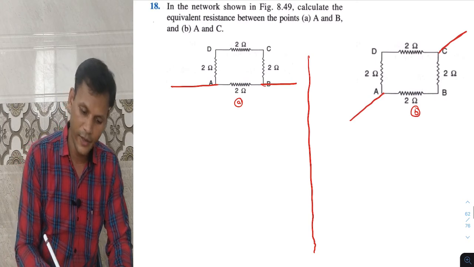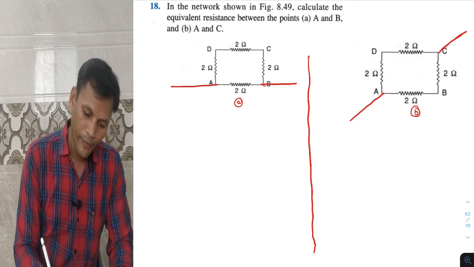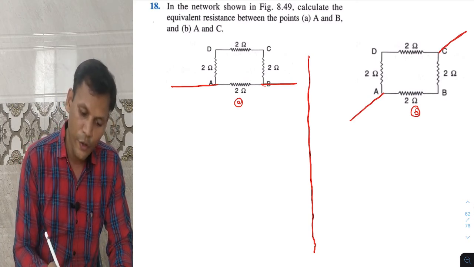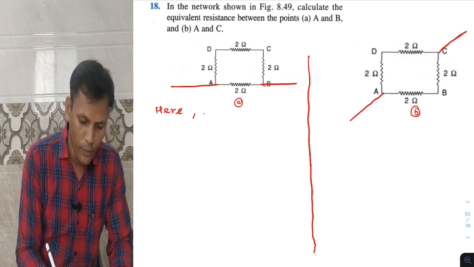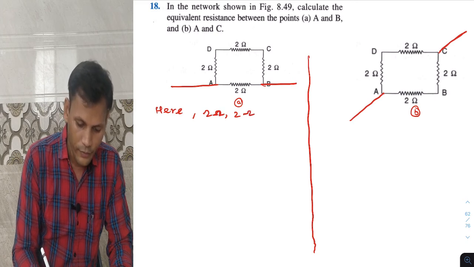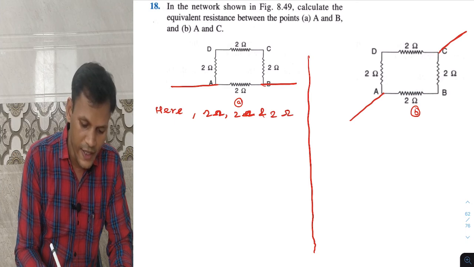Now for the first part, across AB is to be found out, so we can write here 2 ohm and 2 ohm are in series.